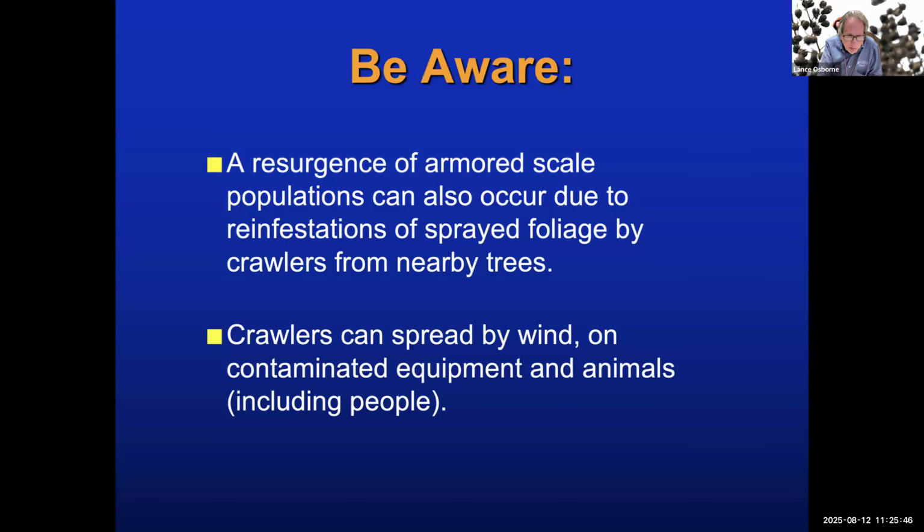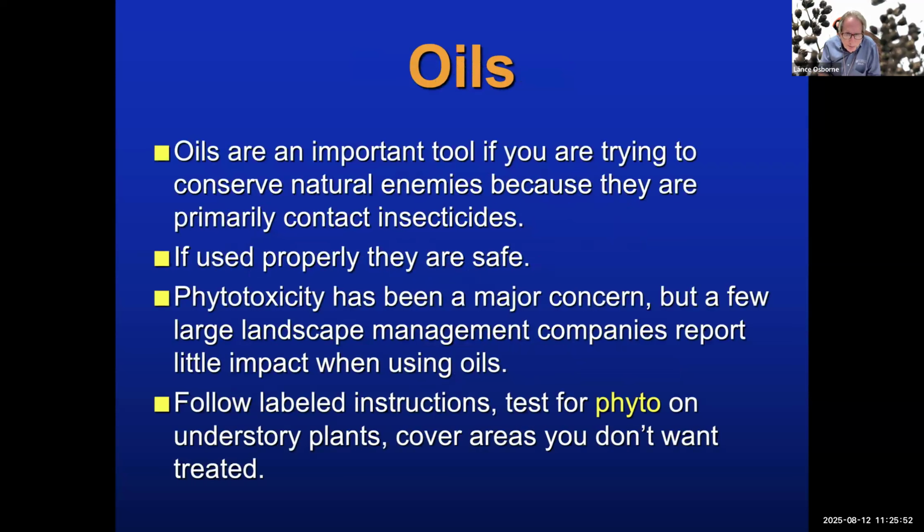The crawlers are spread by wind, on contaminated equipment, animals, and again, people. Oils are an important tool because they are primarily contact insecticides with short residual activity, so you can attack the crawlers, which again is the most sensitive stage. These are cheaper than some of the traditional pesticides like the neonics. Phytotoxicity has been a major concern, but a few large landscapes, like I mentioned earlier, report little negative phyto impact when using oils, and they're pleased with the level of control.